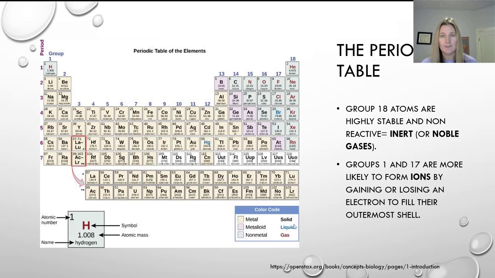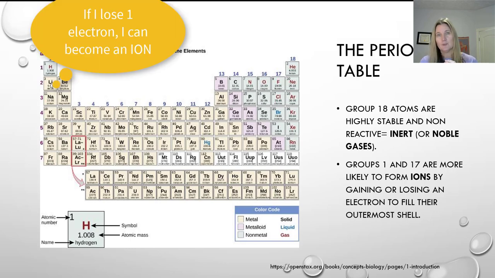Okay, so going back to our example of group 1, remember how something like lithium has 3 protons. If it's a neutral atom, then it also has 3 electrons. So the first 2 electrons fill the innermost shell, and then it just has 1 electron circulating its valence shell. And because of that, it wants to get rid of it so it can just drop down to a more stable form. So it wants to get rid of that extra electron.